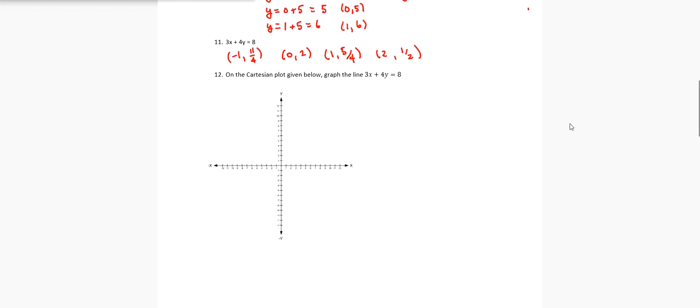Okay, so I think what I'm going to do is rewrite this equation. You're not required to do this, but I'm going to rewrite this equation and solve for y. So 4y equals minus 3x plus 8. So y equals minus 3/4 x plus 2.